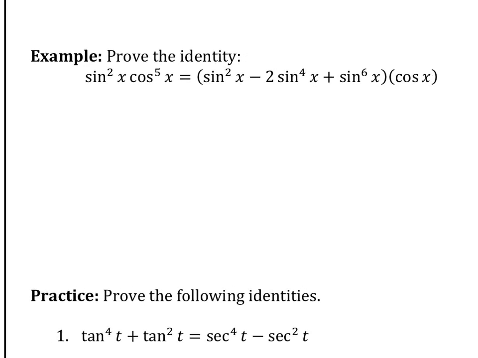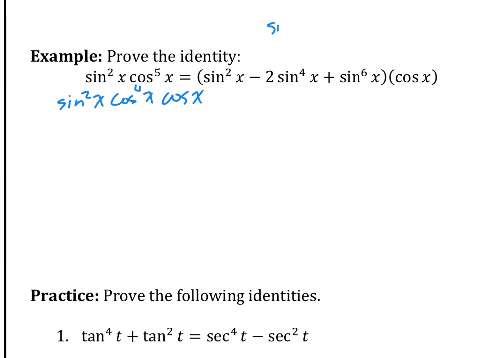Let's try this one. So looking at the right-hand side, I can see that there's a bunch of sines with different degrees and one cosine. And then on the left, I have sine squared cosine to the fifth. So that tells me that every cosine has to go except for one cosine. So that tells me that I'm going to change this cosine fifth to cosine to the 4th and then 1 cosine.